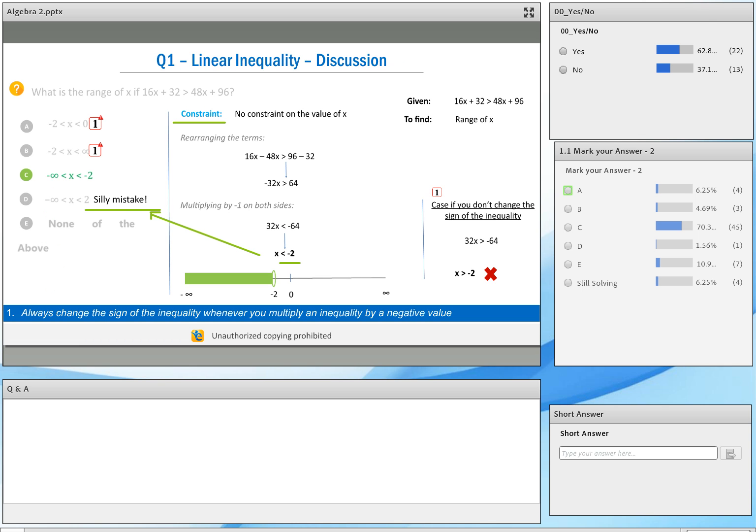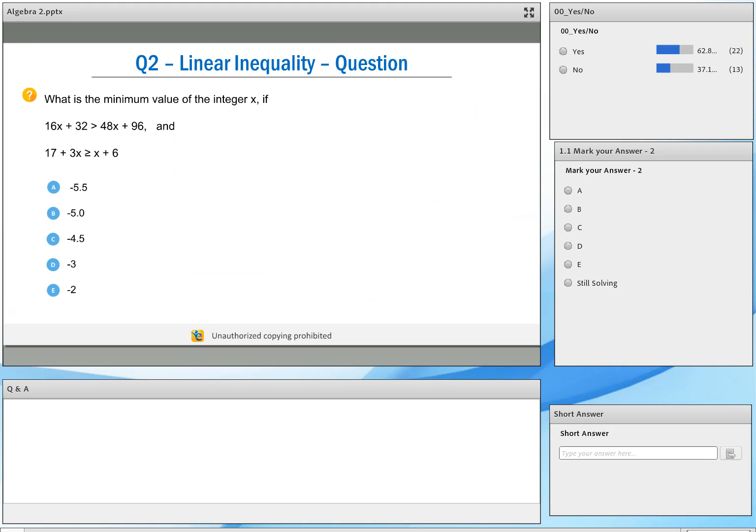Now one of the inequalities for the next question is the same as this inequality. So you don't need to spend the time in solving this. You can take this solution, x is less than -2, with you to solve the next question. Okay? There you go. Here's your next question.